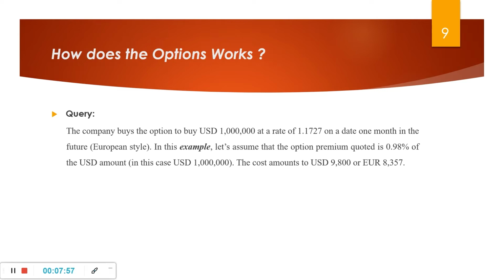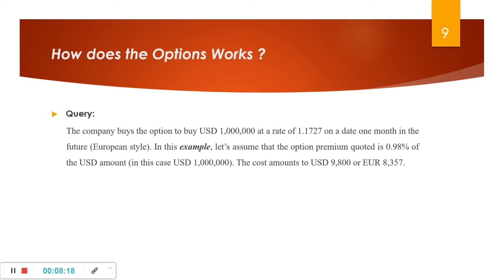Now let's discuss how options work. The company has an option to buy USD at a given rate on a date in the future. Let's understand this with the help of an example. The company buys USD 1 million at a rate of 1.1727 on a date 1 month in the future, European style.